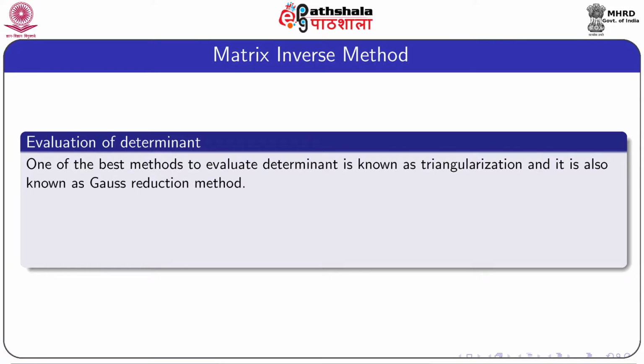But the evaluation of the solution of a system of linear equations sometimes depends on the value of a determinant. So, an efficient method is required to evaluate the value of a determinant, and that one is presented in the following section. One of the best methods to evaluate a determinant is known as triangulation, and it is also known as the Gauss reduction method.